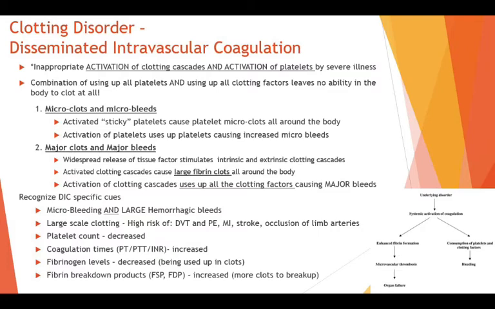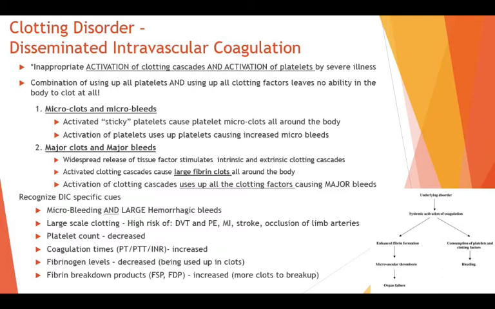And they are seeing this is what is happening in some patients with COVID. They are having disseminated intravascular coagulation, and the disorder of DIC and how it differs from TTP is that TTP had microclots and microbleeds, so did heparin-induced thrombocytopenia, microclots and microbleeds, but because the coagulation cascade is also being damaged in DIC, you get major clots and major bleeds going on.